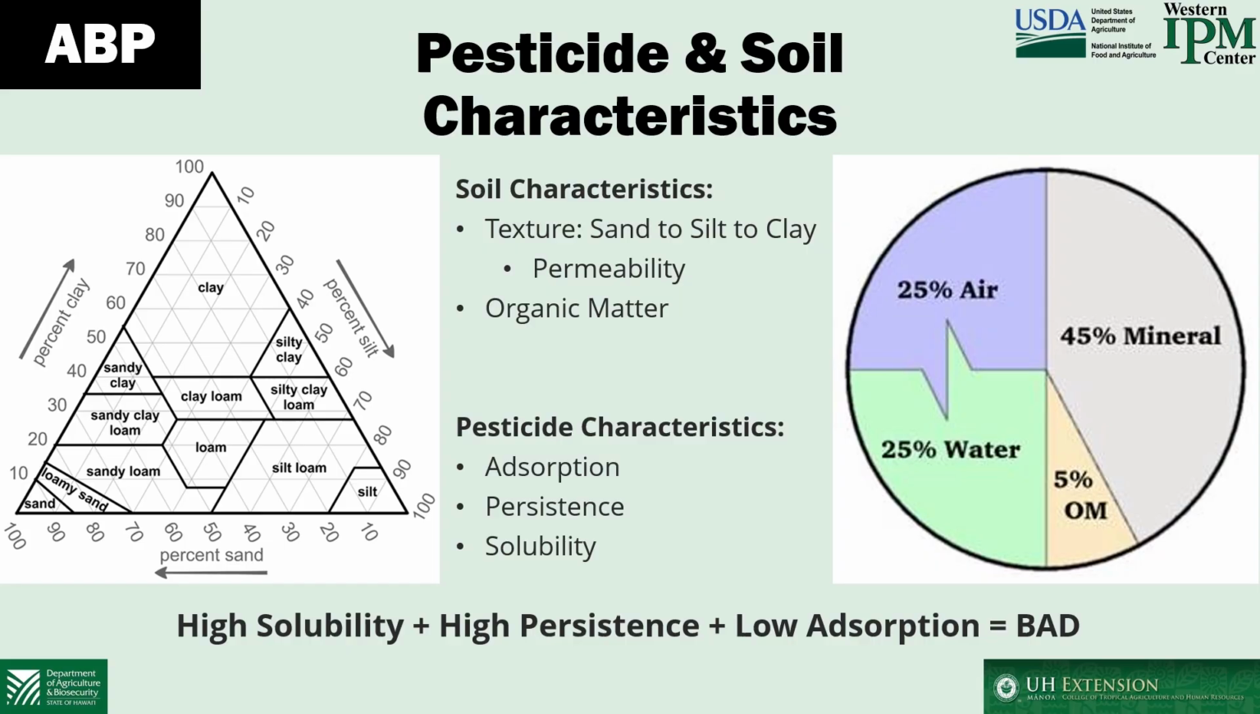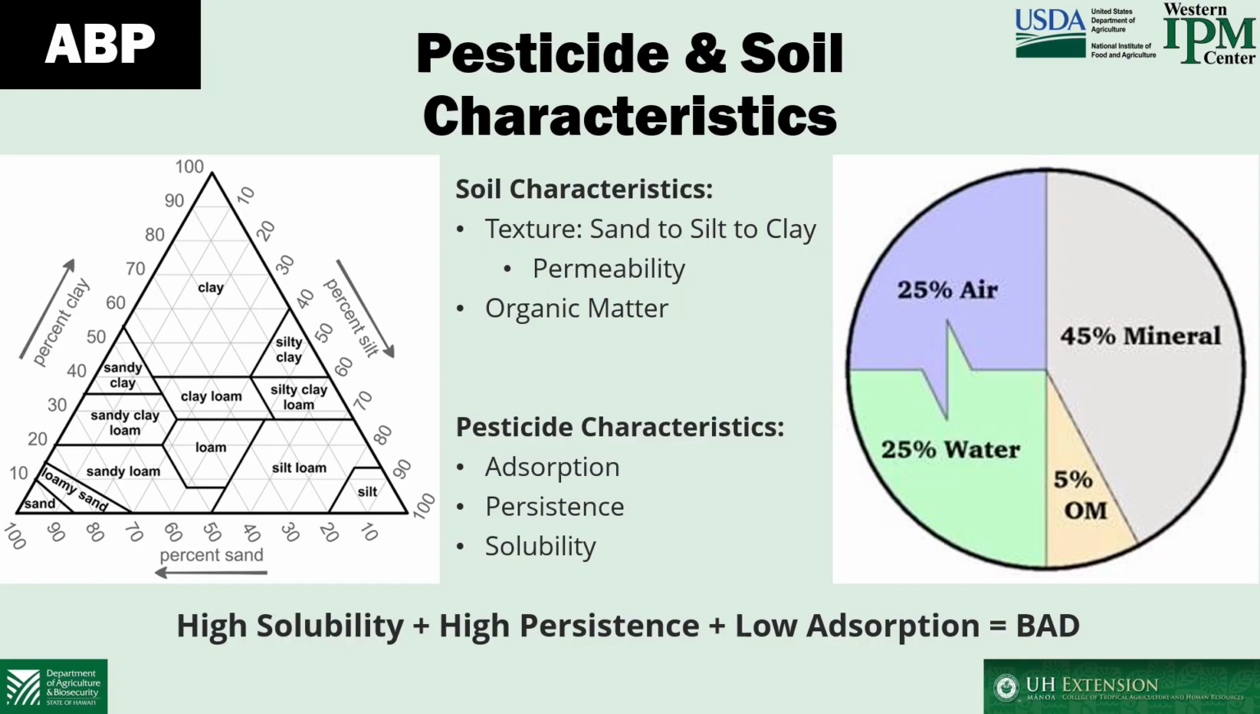So some of those pesticide characteristics that we mentioned before, the capacity for pesticides to grab onto those soil particles, that is called adsorption, not absorption. Absorption is being absorbed into something. Adsorption is sticking onto the outside of it. So a pesticide that is highly adsorptive is going to more readily stick to those soil particles than a pesticide with low adsorption.